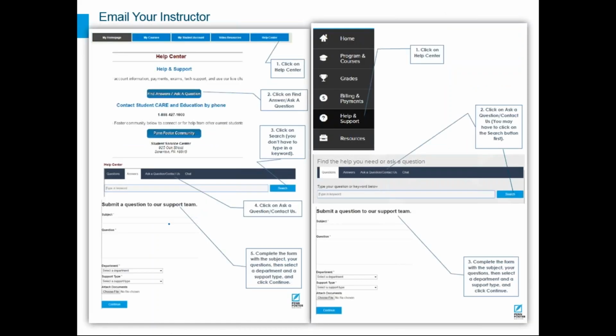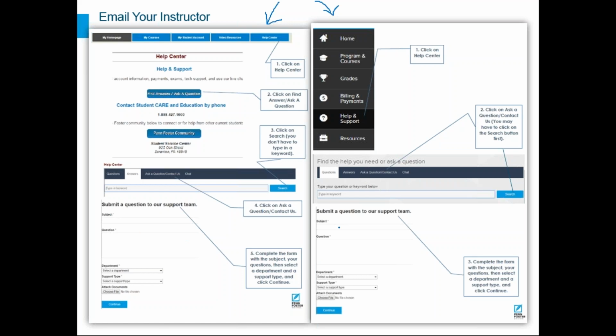And here is how you would email your instructor. You can go from your portal, and you either have this kind of account or this kind of account. Choose whatever platform that you're on, and follow the steps for the one that applies to you. And that will bring you to the screen. And both of them will be those screens where you're asked to submit a question to the support team.